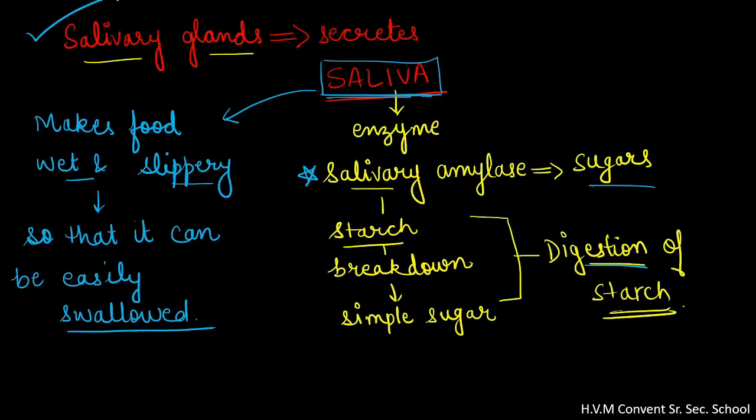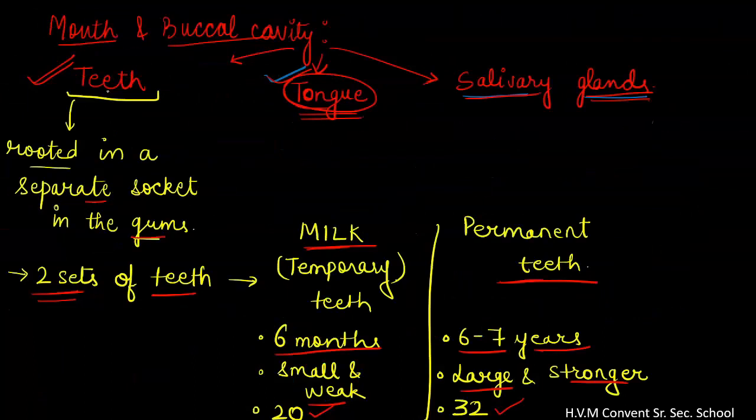With this we have covered our mouth and buccal cavity. It has teeth, and we have discussed different types of teeth. Then it has the tongue, which is a muscular organ and has taste buds. And then we discussed salivary glands, which produce saliva, which helps in the digestion of starch and in the swallowing of food. So this was about the mouth and buccal cavity.